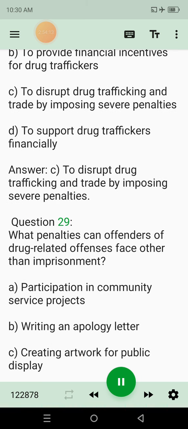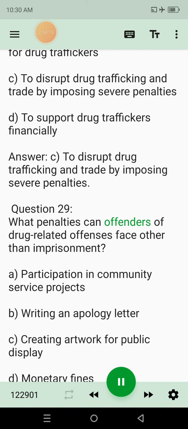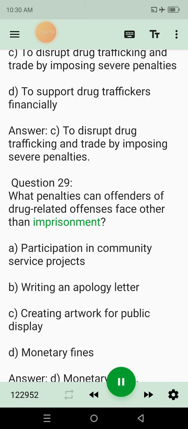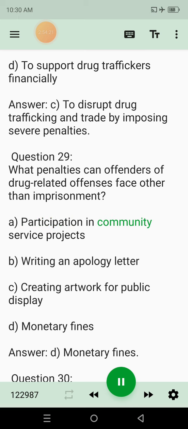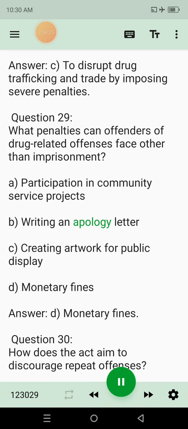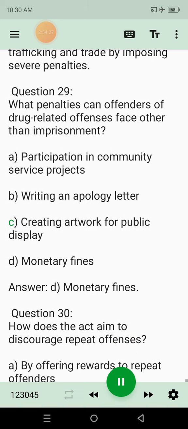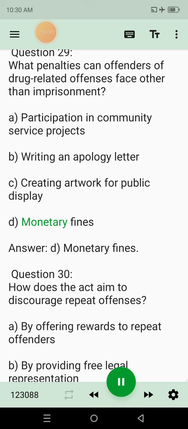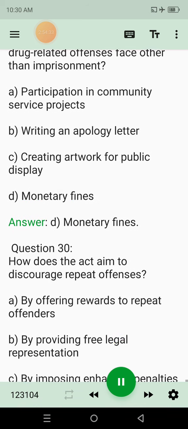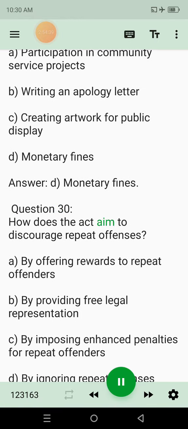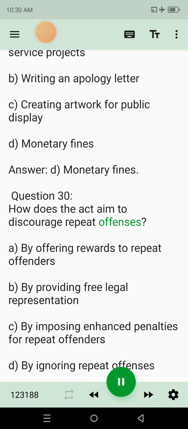Question 29. What penalties can offenders of drug-related offenses face other than imprisonment? A. Participation in community service projects. B. Writing an apology letter. C. Creating artwork for public display. D. Monetary fines. Answer: D. Monetary fines. Question 30. How does the Act aim to discourage repeat offenses?